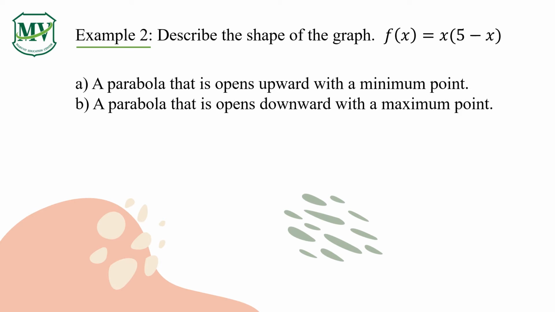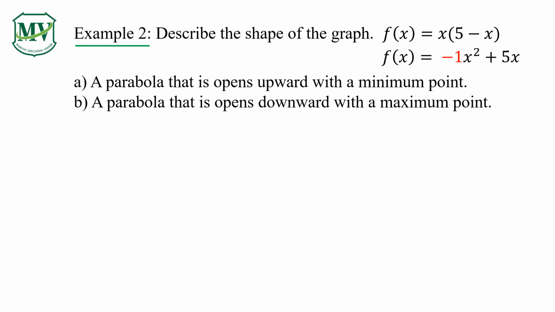Example number 2. Describe the shape of the graph of the given quadratic function f of x is equal to x times the quantity of 5 minus x. A. A parabola that opens upward with a minimum point. B. A parabola that opens downward with a maximum point. In describing the shape of the graph of a given quadratic function, we need to find the value of a, using the general form of a quadratic function, f of x is equal to ax squared plus bx plus c.